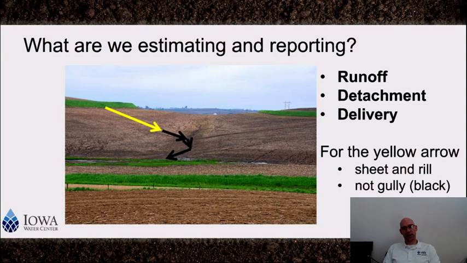When we get to the black arrow, we're getting to where concentrated flow processes dominate, sometimes called gully erosion or ephemeral gully erosion. This is where the mass flow of water starts dominating the erosion process, instead of the more uniform sheet and rill erosion processes. So we just estimate what's on the yellow portion, not the black portion. This is just a subset of the total amount of erosion damage.